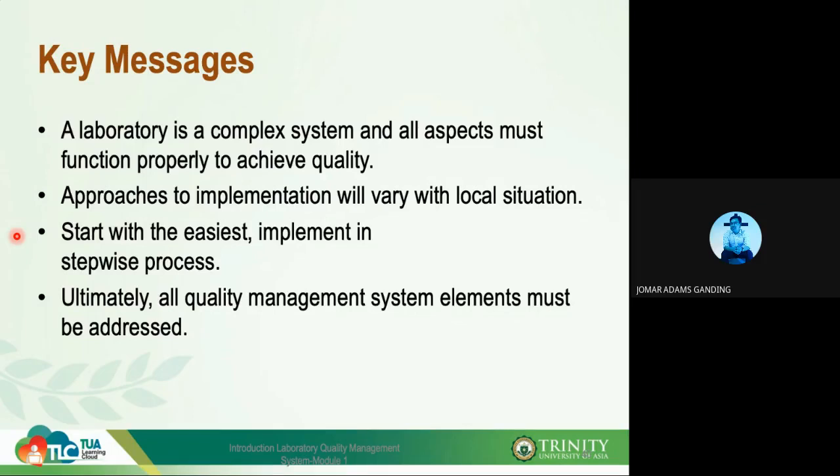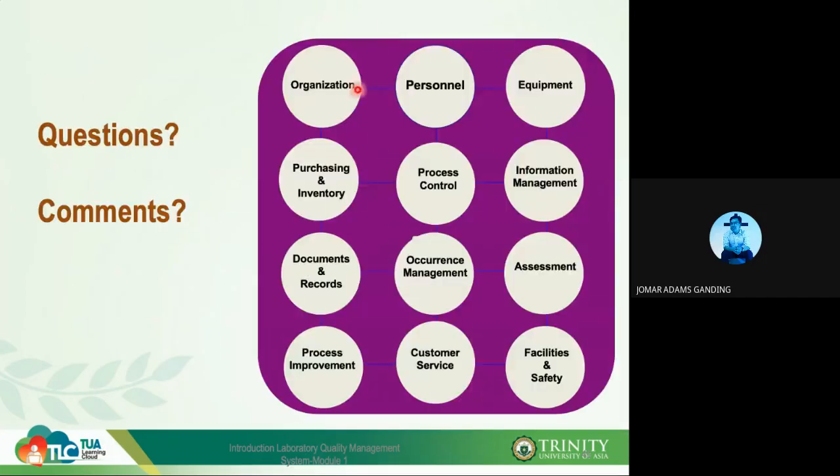And of course, it would always start from the easiest one to implement so that we would monitor the steps of each of the processes. And ultimately, all quality management system elements must be addressed. All of these 12 should be addressed so that total quality management would be achieved within your laboratory.